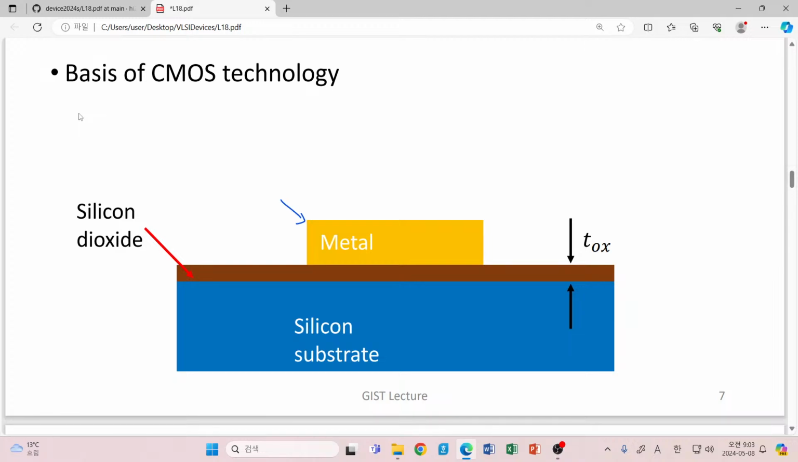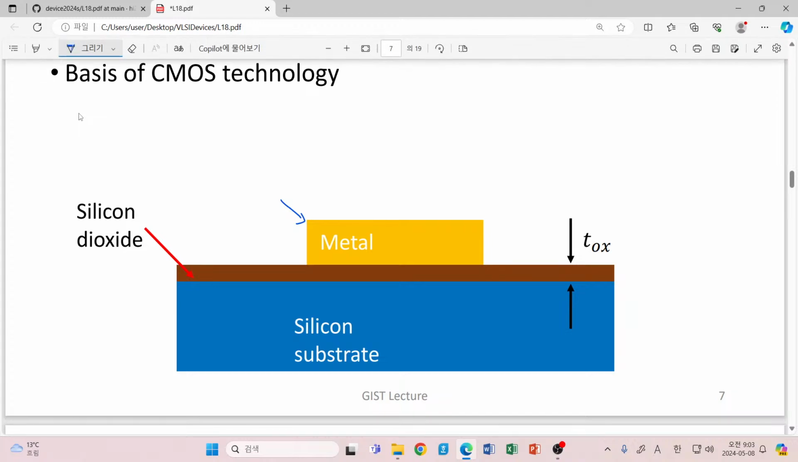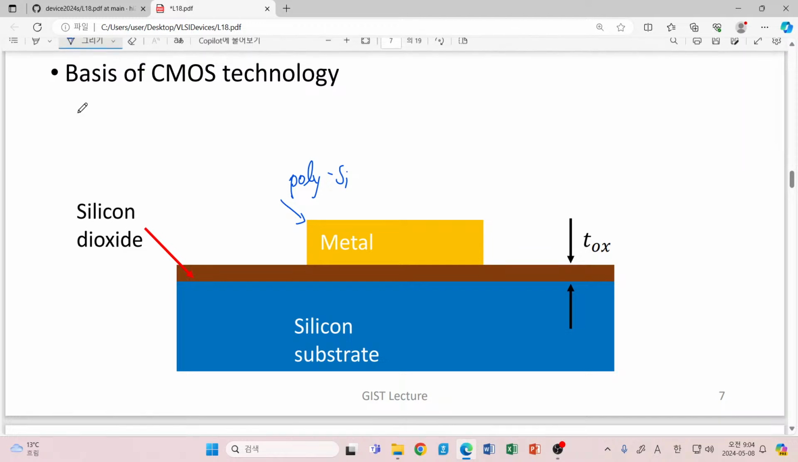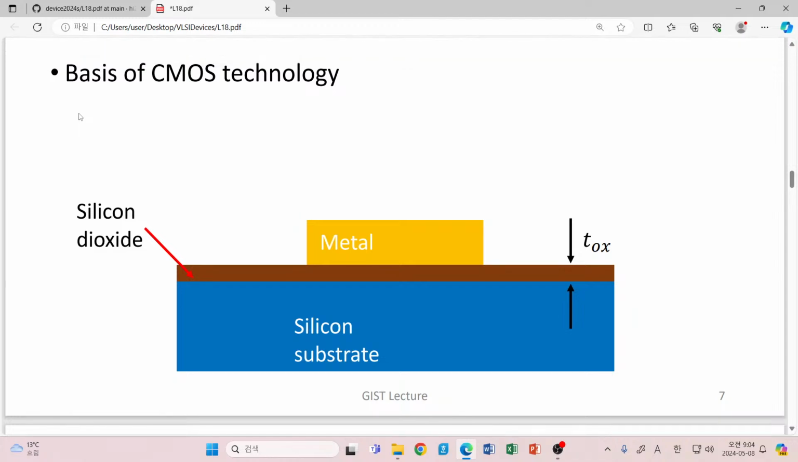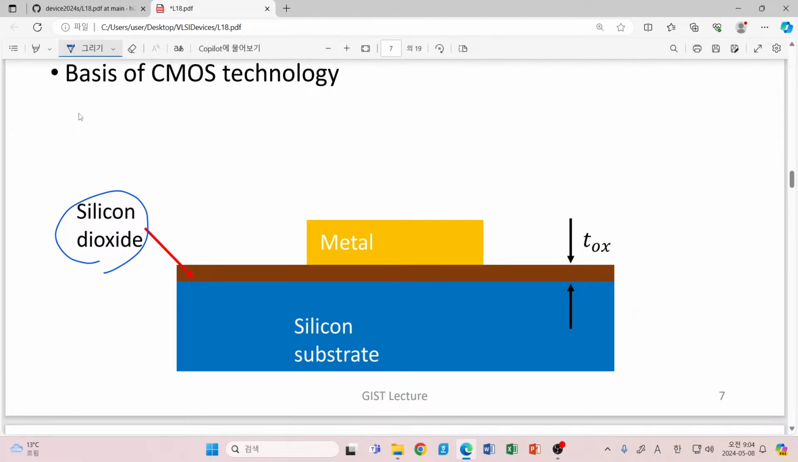M means metal. For a long time it was not a metal, so instead we used polysilicon to fabricate the gate. Now many textbooks also say that this gate is made of polysilicon, but no, nowadays it is really the metal once again. So now we have a metal here, and silicon dioxide is placed in between, and here we have a silicon substrate.